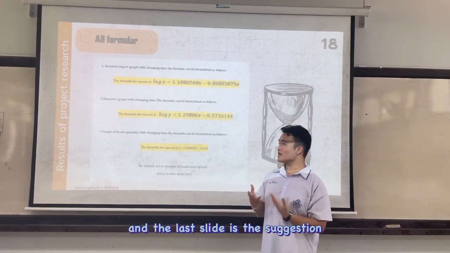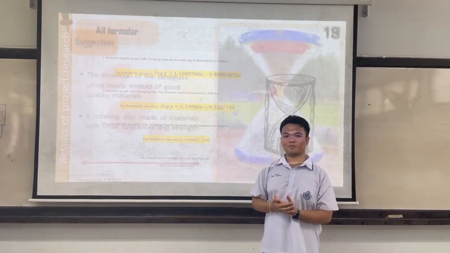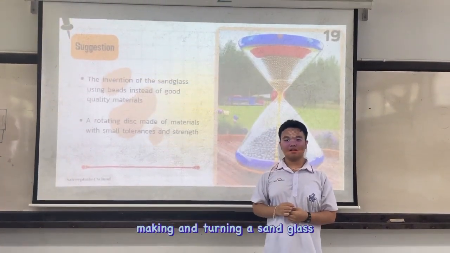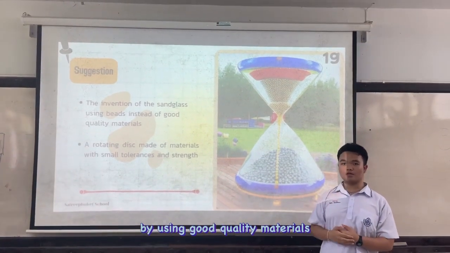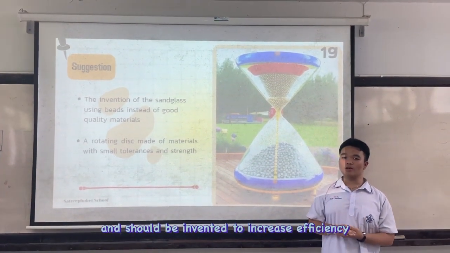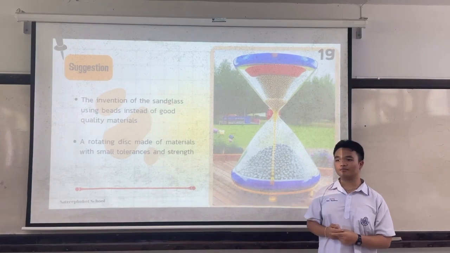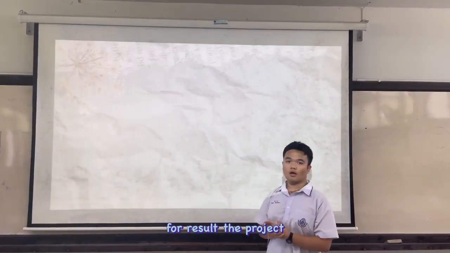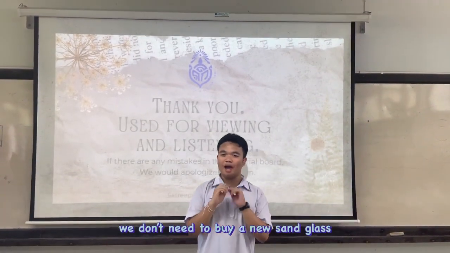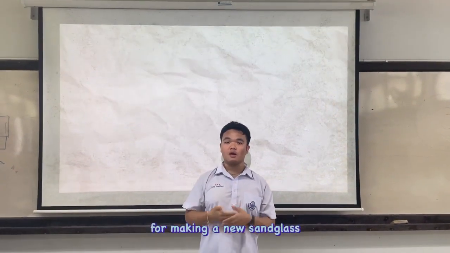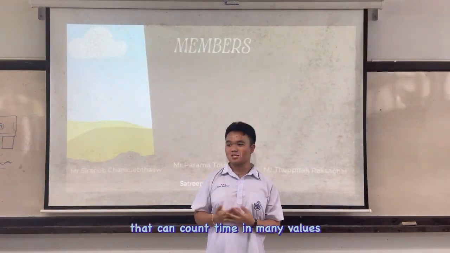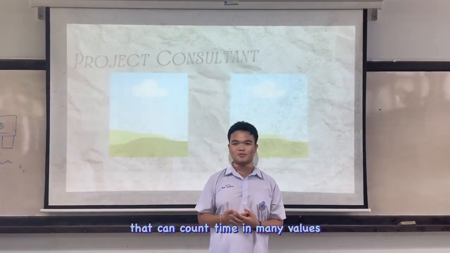And the last slide is the suggestions. Making and tuning a sandglass with little tolerance by using good quality materials, and it should be invented to increase efficiency. From when we started the project, we know that we don't need to buy a new sandglass because we can apply new formulas for making a new sandglass that can count time in many values.